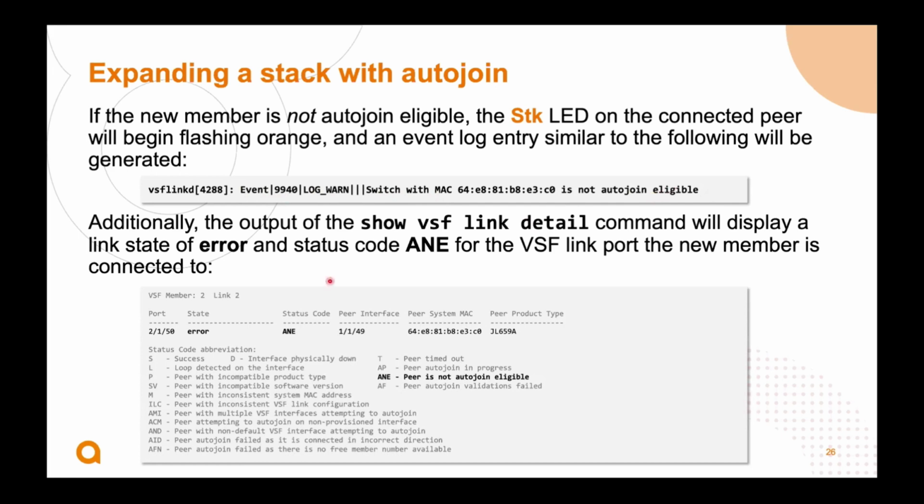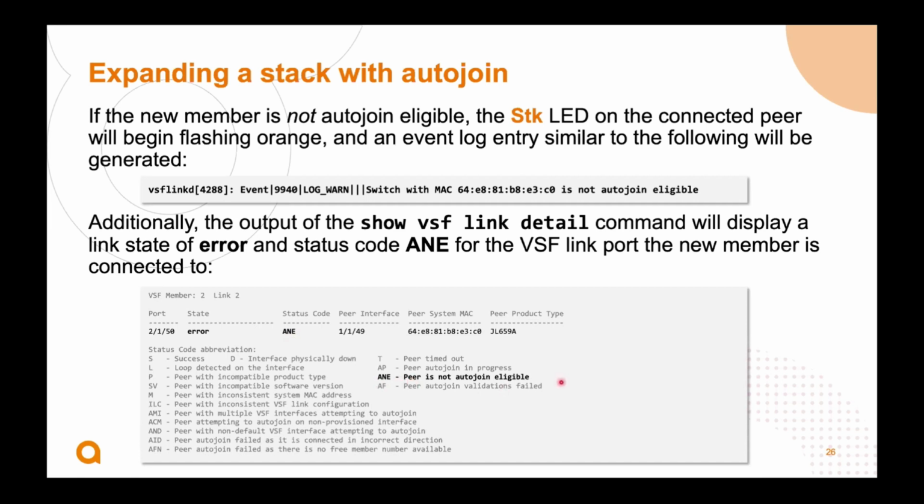And if you do the show VSF link detail command from the conductor, you'll be able to see on the VSF link on the member that you connected that new switch to that the link state is in error status, and the status code is ANE, which if you refer to the legend at the bottom of the command output, means peer is not auto join eligible.